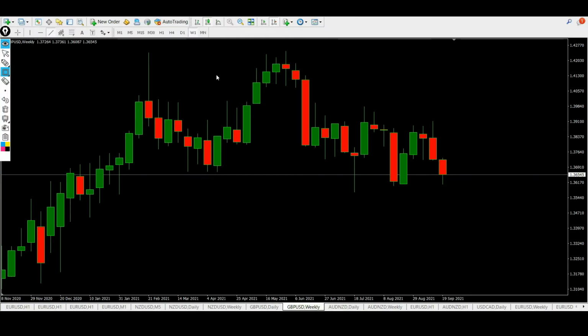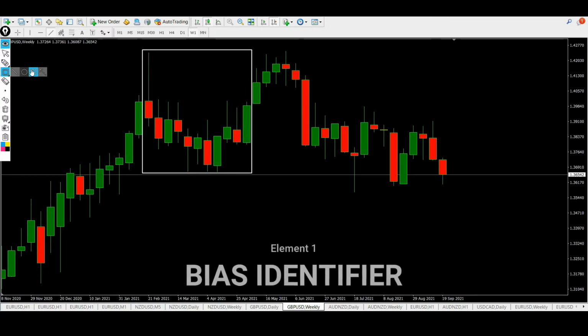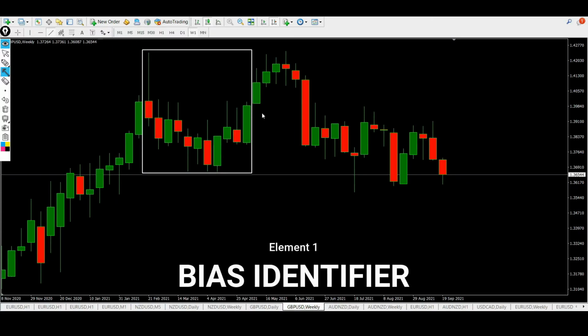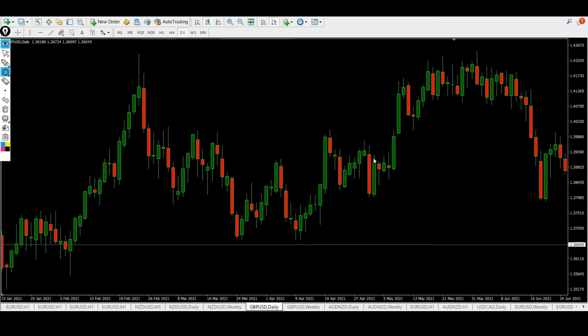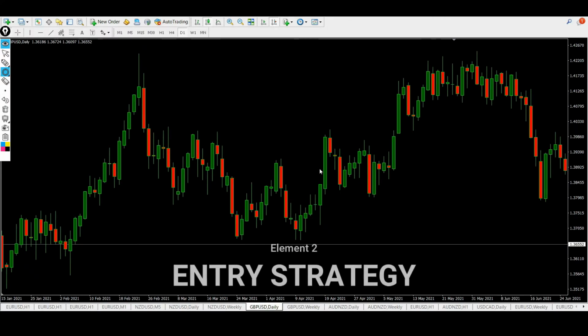Okay, so on this pound dollar weekly chart, in this entire area right here, my bias identifier stated that I should be short biased, and thus I was looking for short entry setups on the lower time frames, and one formed on the daily chart in this area. So let's go over there. Okay, so on this daily chart, that short entry setup was as follows.